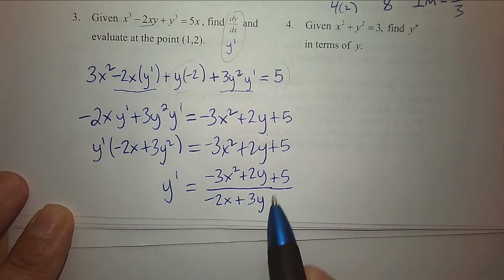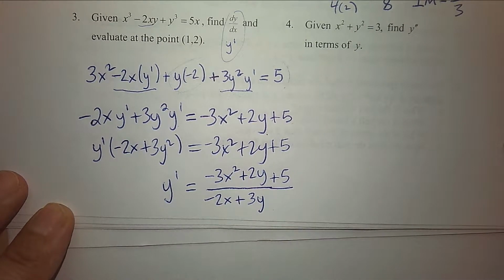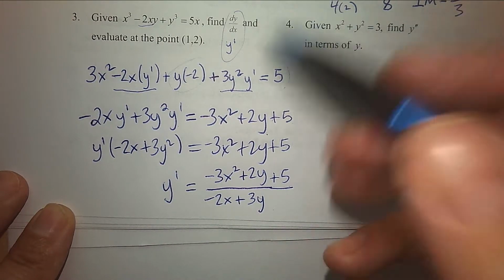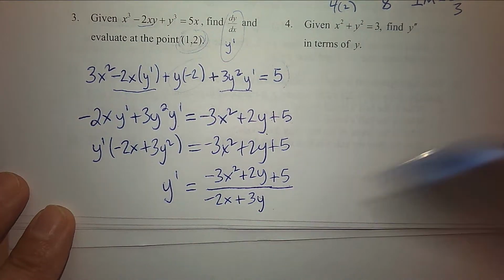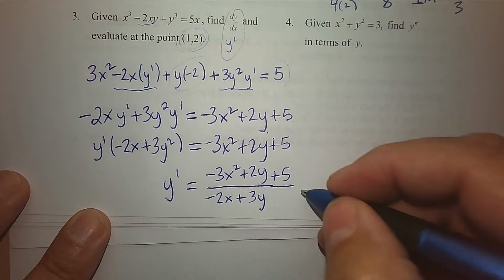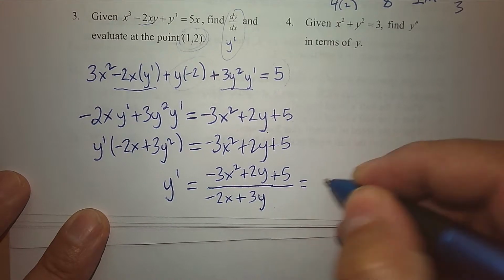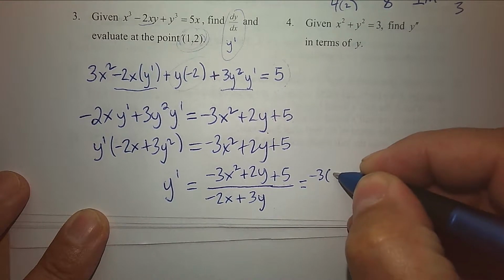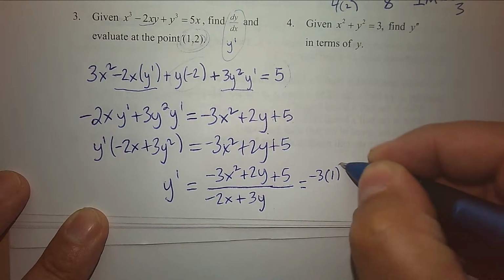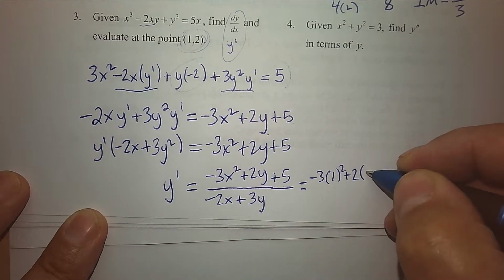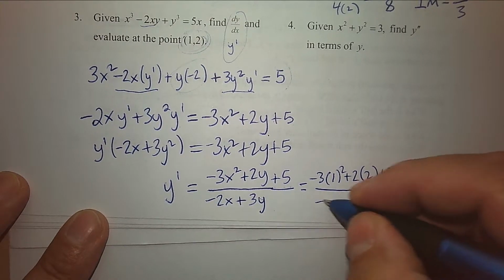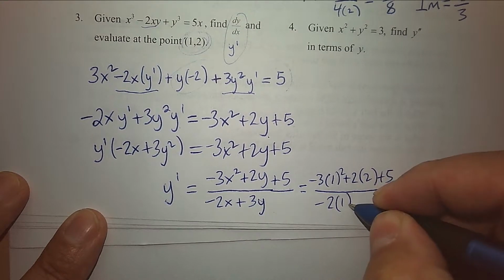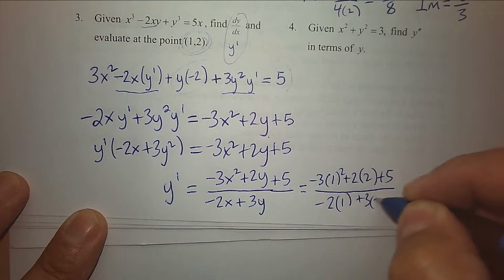So there's the 5. Now, how do I find the derivative at this point? What do I plug in for x? And what do I plug in for y? So where there's an x, I'm going to plug in 1. Where there's a y, I'm going to plug in 2. And now there'll be no letters, only numbers. X is 1. Y is 2.